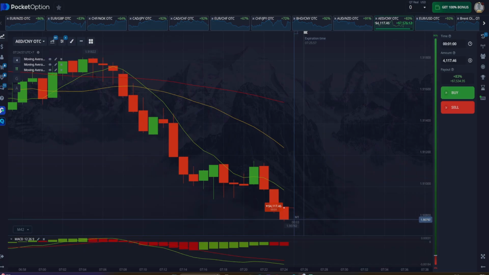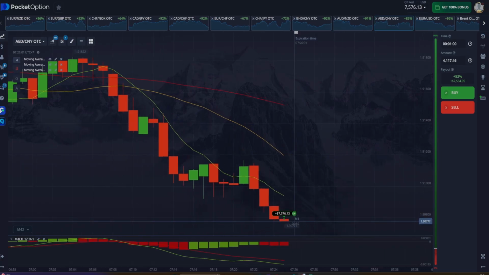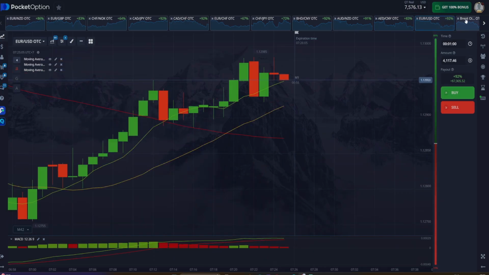The price continued moving lower, exactly as analyzed. Trade closed in profit. Okay, let's reopen the market to look for the next opportunity.